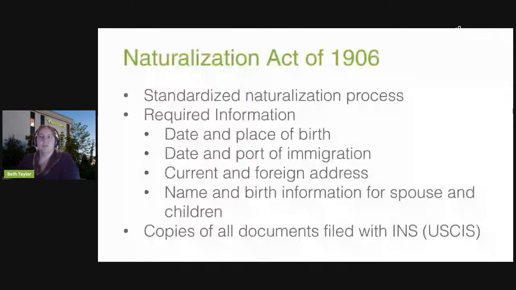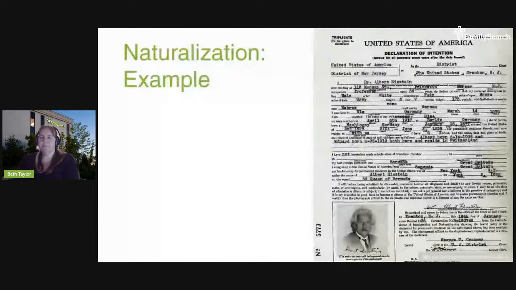What's also wonderful is that after 1906, even though you could naturalize in any court, a copy of all of those documents had to be filed with the INS, the Immigration and Naturalization Service, which in the early 2000s changed its name to the USCIS, the United States Citizenship and Immigration Service. So just keep in mind, what's great is that the USCIS actually holds copies of all naturalization records from 1906 forward. This is an example of a naturalization record.